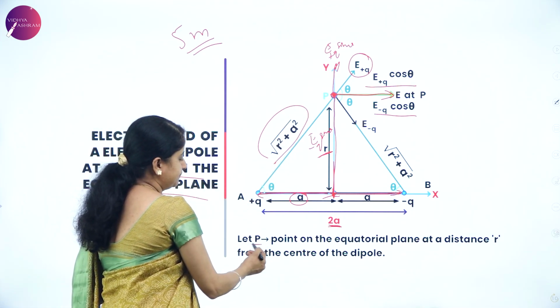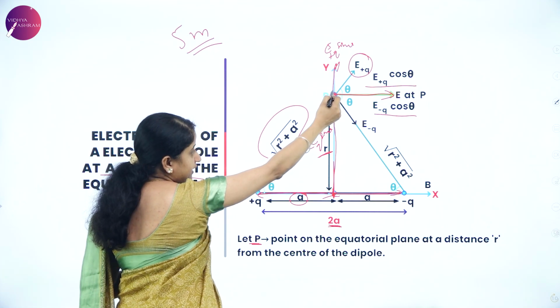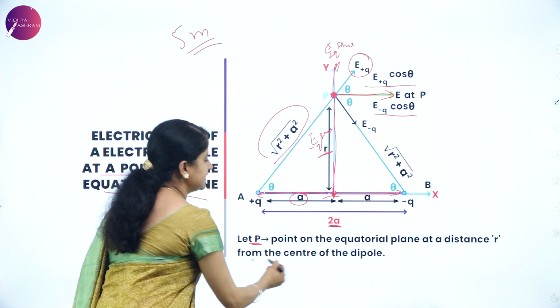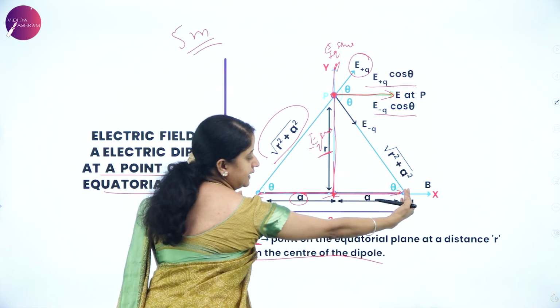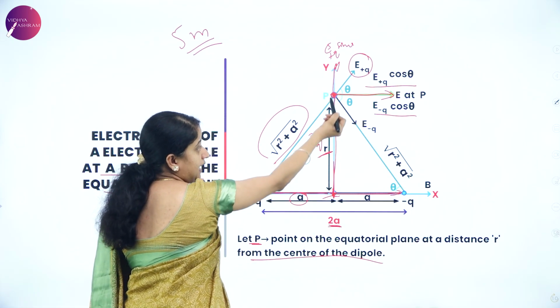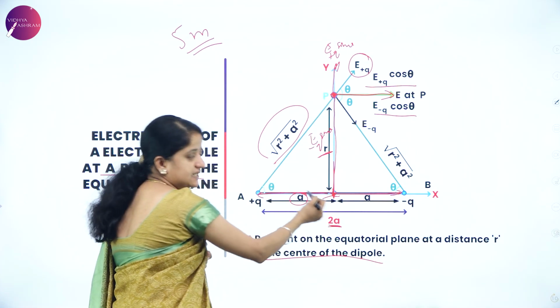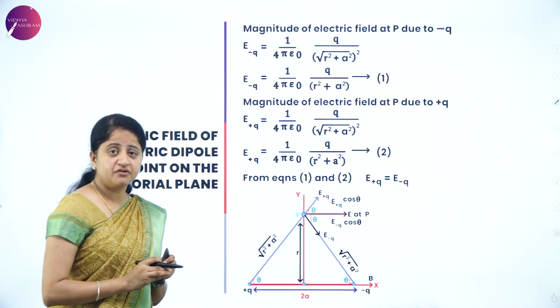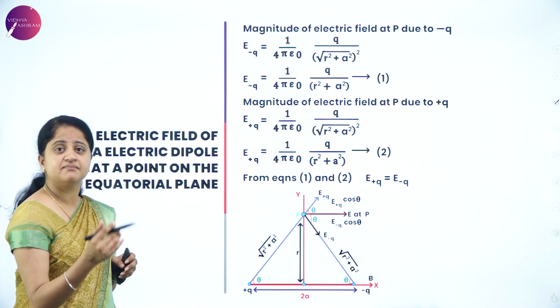So let us consider P. P is the point on the equatorial plane which is at a distance r from the center of the dipole. This is a dipole. From its center, I have a point P which is at a distance r. So now we have to write the magnitude of electric field due to plus q charge and minus q charge.